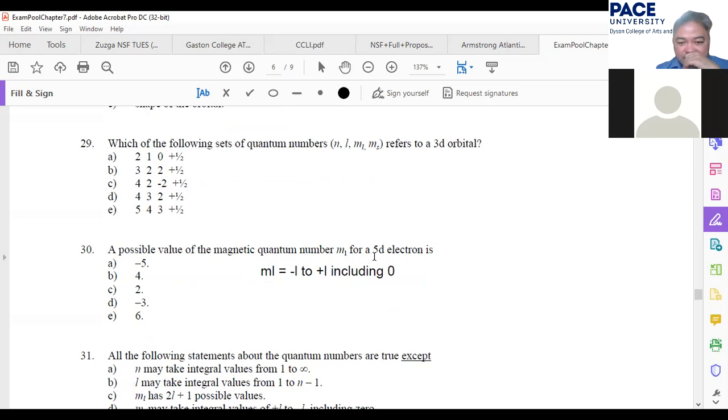Because remember, what's the value of L when you have a 5D? Okay, so remember in the quantum numbers, what do we have? In the set of quantum numbers, you have the N, the L, the M sub L, and the M sub S. And usually the first two are the ones that are given. N is a number, and L is always a letter that corresponds to a number. Okay?